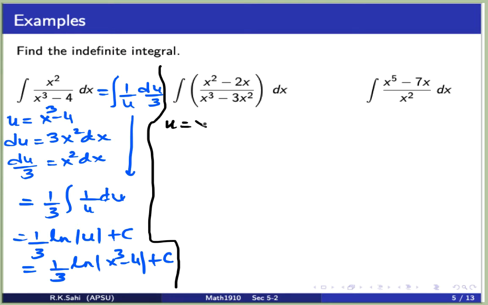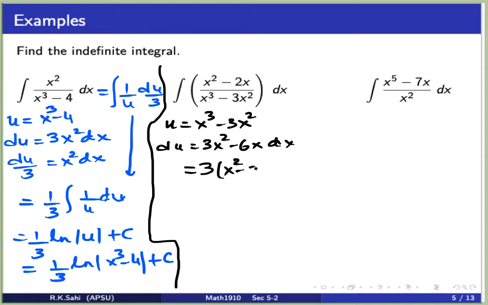So you say u be x cubed minus 3x squared. So my du is what? 3x squared minus 6x dx. Now notice, in the numerator in the problem, we have x squared minus 2x. So here we have 3x squared minus 6x. And I notice 3 is common in the du expression. So if I take 3 out, what do we get? x squared minus 2x dx. So du over 3 now equals x squared minus 2x dx.